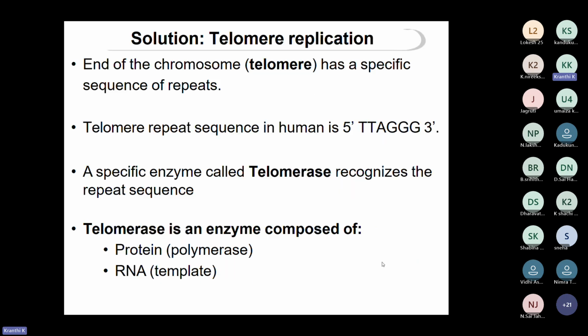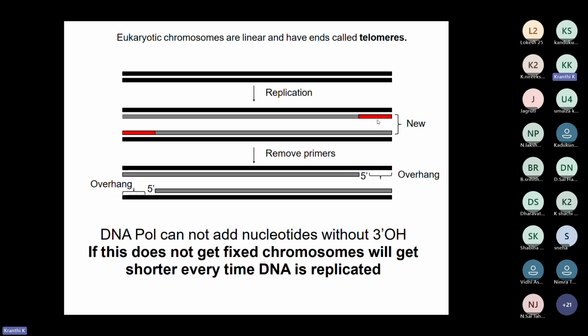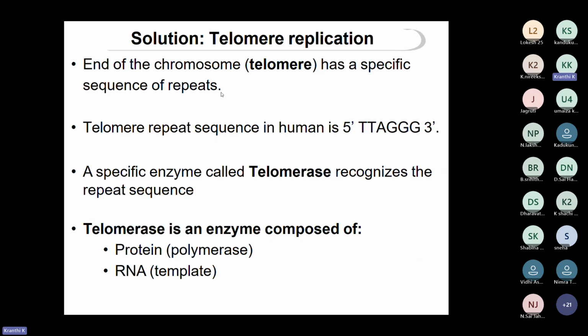So what should we do here? There is a solution called telomere replication. The end of the chromosome has a specific sequence of repeats. The telomere repeat sequence in human beings is 5 prime TTAGGG. There is a separate enzyme called telomerase, which will recognize this telomere repeat sequence. Telomerase has a protein and an RNA also. It contains a polymerase and an RNA template.